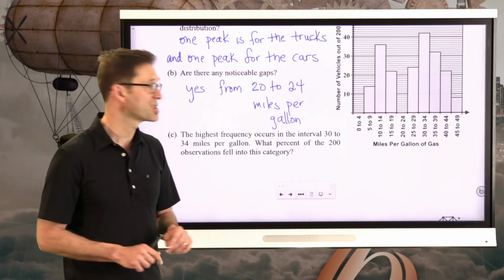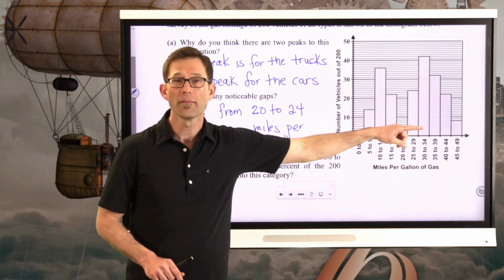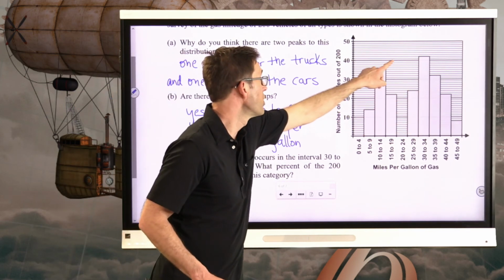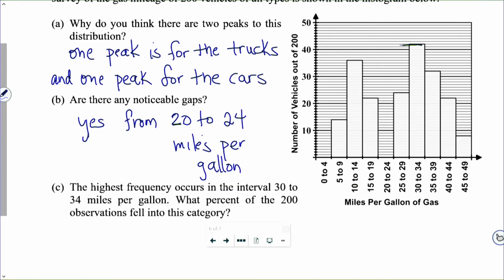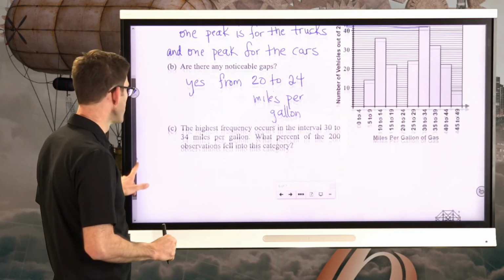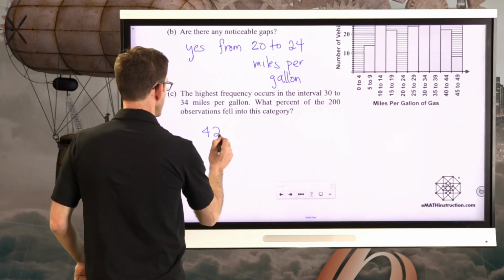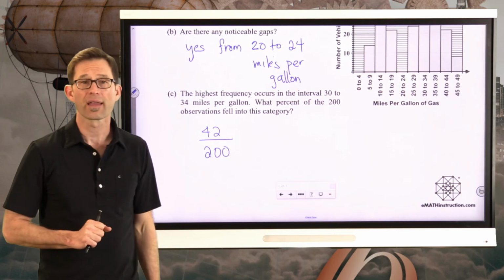All right, well first, let's figure out how many vehicles even fall into that category. We're talking about this particular bar, and if I look over, it's a little bit hard to read, but if I just draw my line over, I find that there are 42. So 42 out of the 200 vehicles lie in that category.